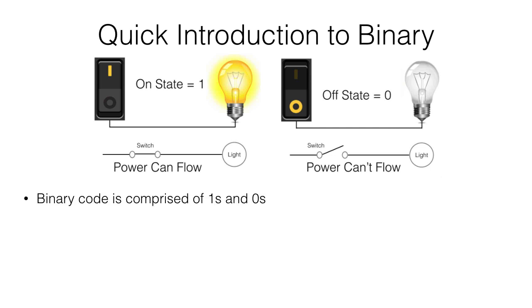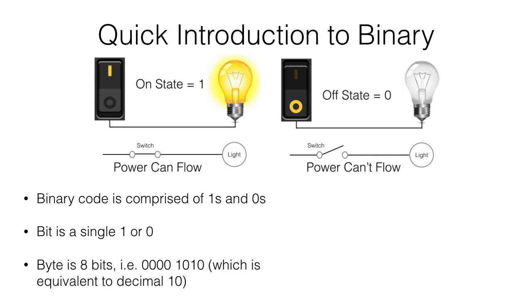So binary code is comprised of 1s and 0s. A bit, one single bit, is either a 1 or a 0. Okay? So now we know what a bit is. A single 1 or 0. What's a byte? You hear about bytes all the time. We know that there are megabytes, gigabytes, terabytes, kilobytes. What does a byte consist of? A byte is equivalent to 8 bits.